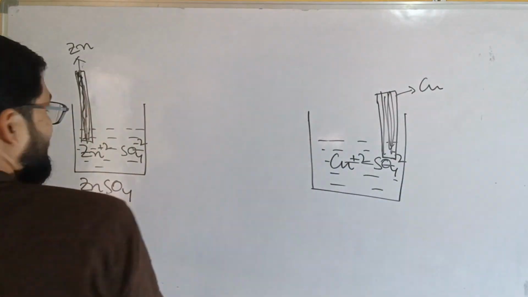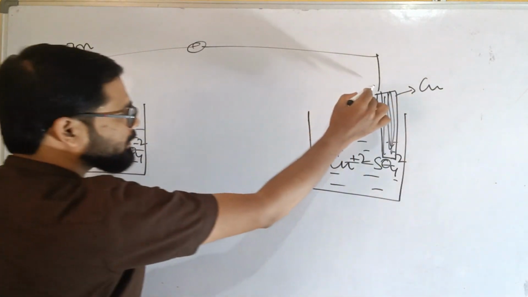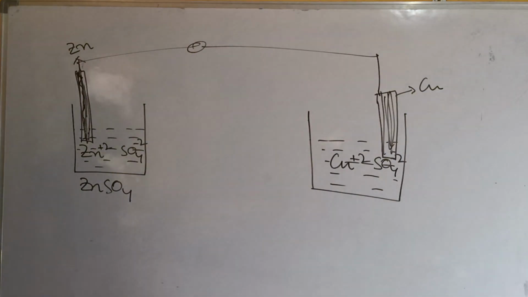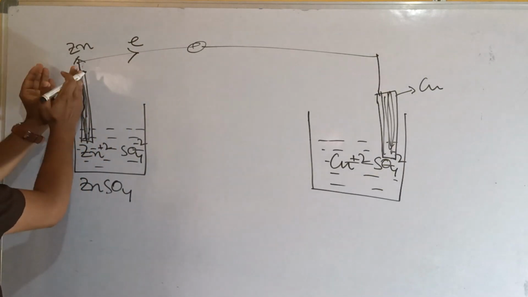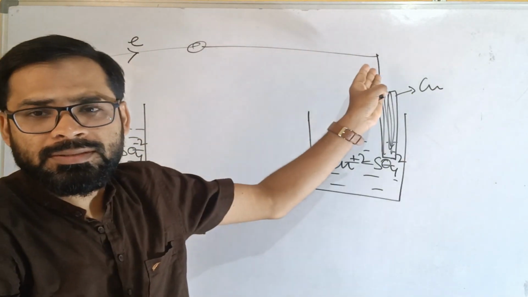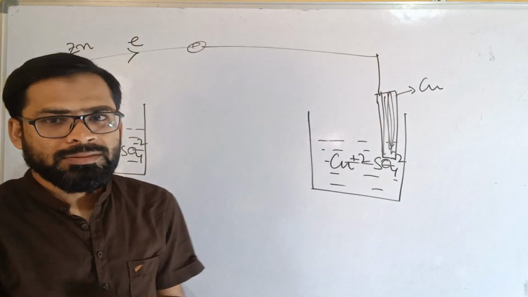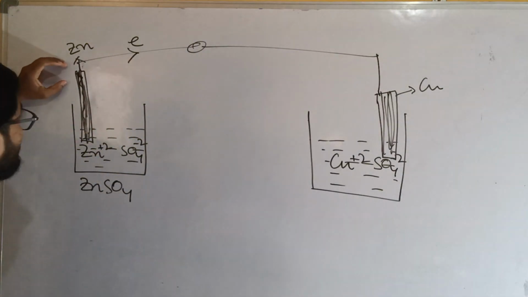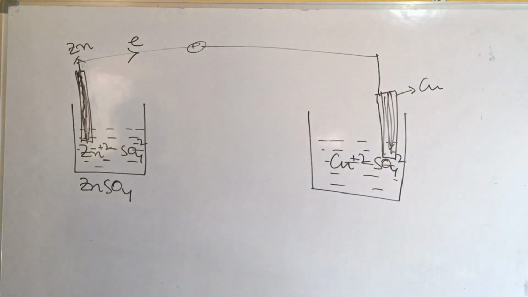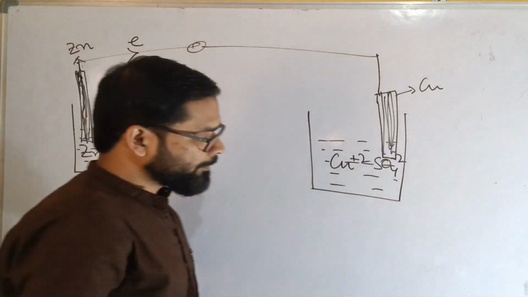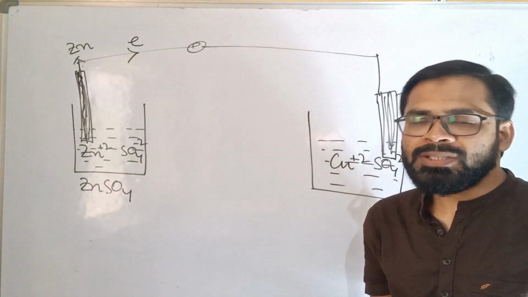If we connect these two electrodes through a circuit, what will happen? We can observe the flow of electrons from the zinc electrode to the copper electrode. This is the observation. Now we have to explain why the electrons flow from zinc to copper. As I told you, at the anode oxidation takes place, at the cathode reduction takes place.